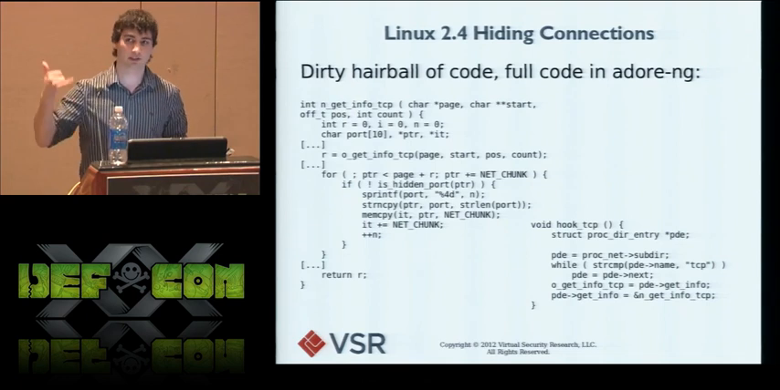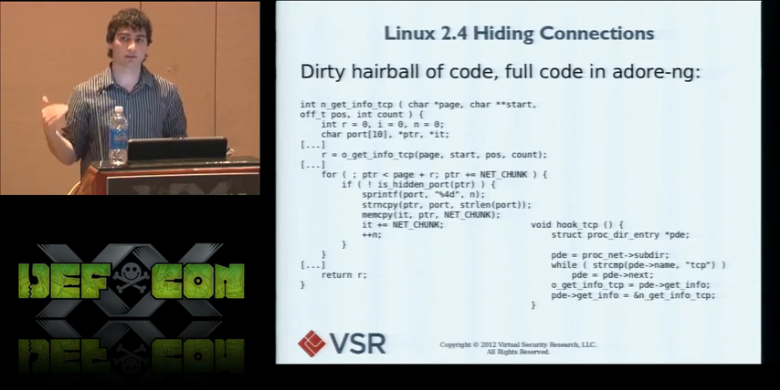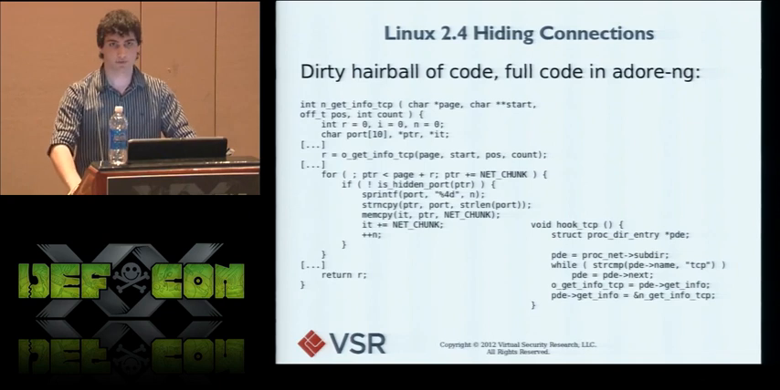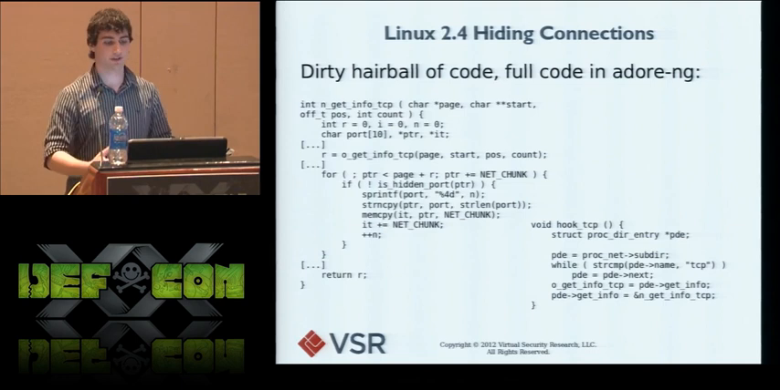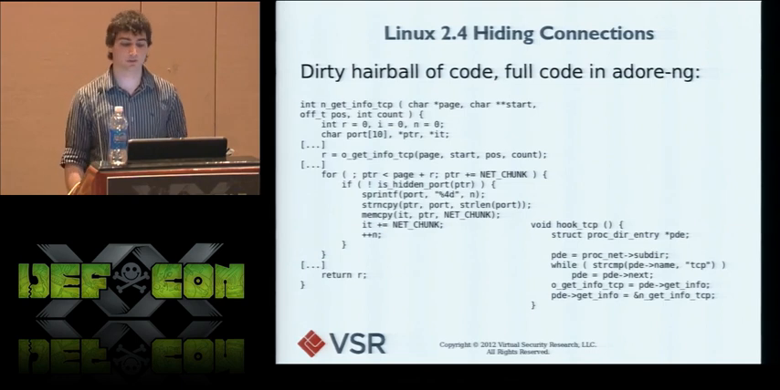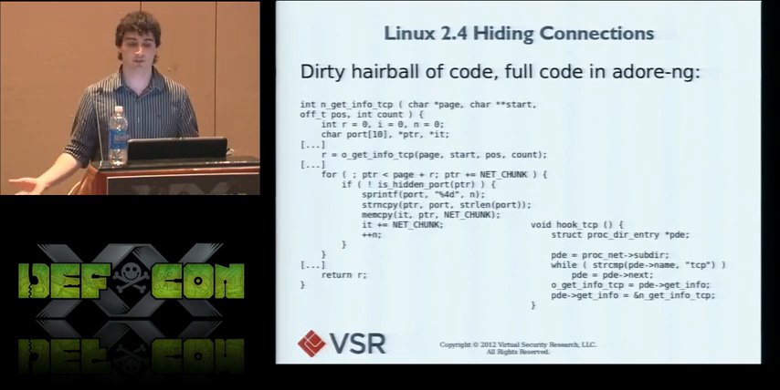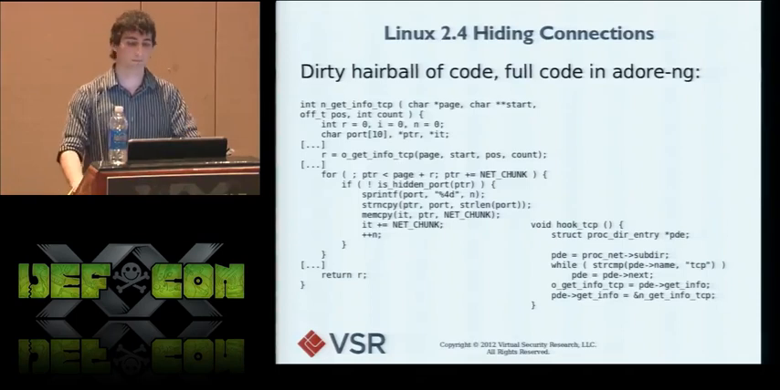Filldir is run on every iteration, for every item in the directory that it's being called on. So all we do inside this filldir function is have a conditional: is this the file, is this the process ID that we're looking to hide? If so, return 0, if not, run the original one. Very simple.